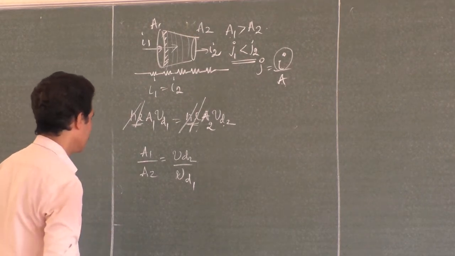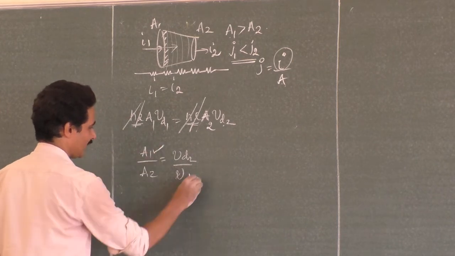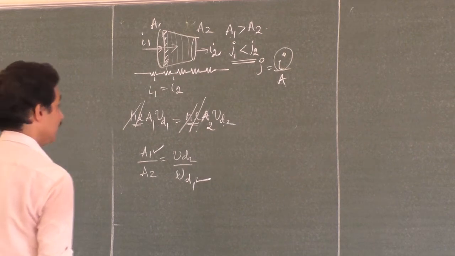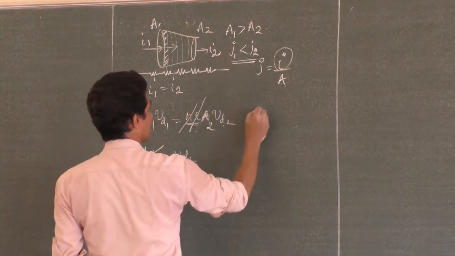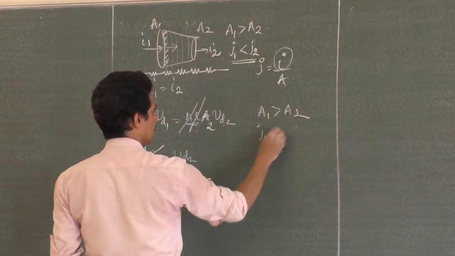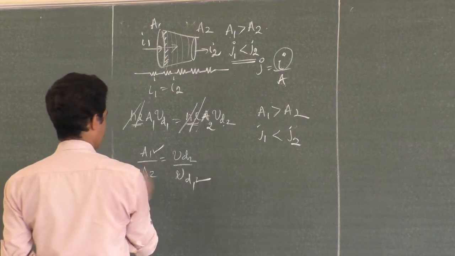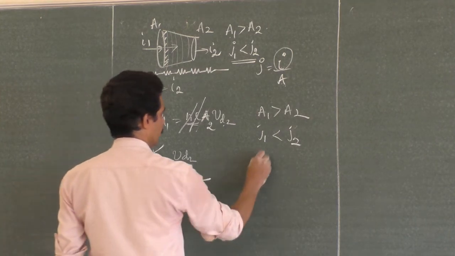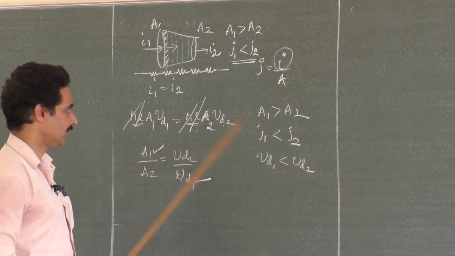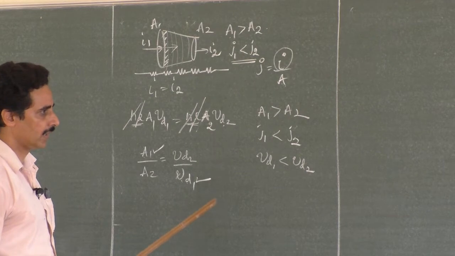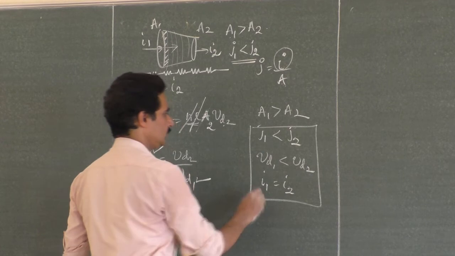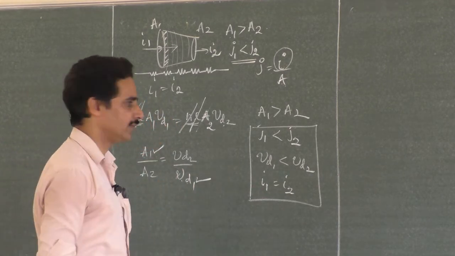We will take the physics part of this. Area is inversely proportional to drift velocity, right? Now, if it is so, how can you write this one? Area 1 is greater than area 2, but J is inversely proportional to A, so J1 is less than J2, and again drift velocity is inversely proportional to area, so VD1 is less than VD2. Now going back to the problem. So, A1 is greater than A2, I1 is equal to I2, J1 less than J2 and VD1 less than VD2.